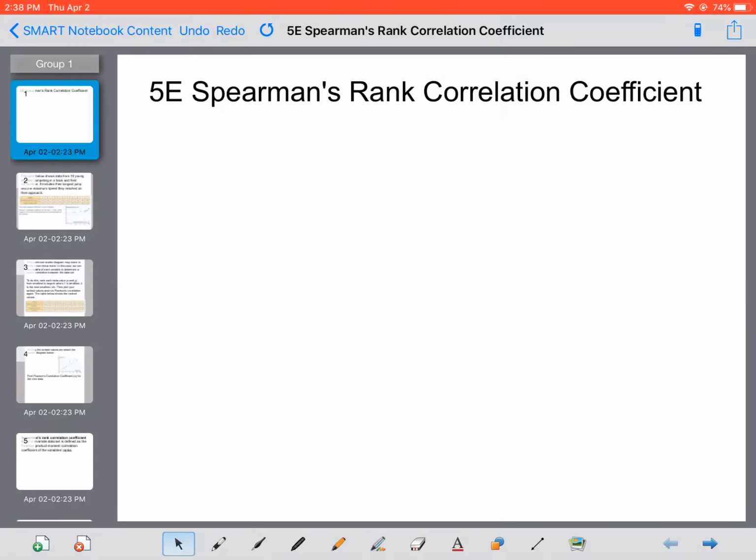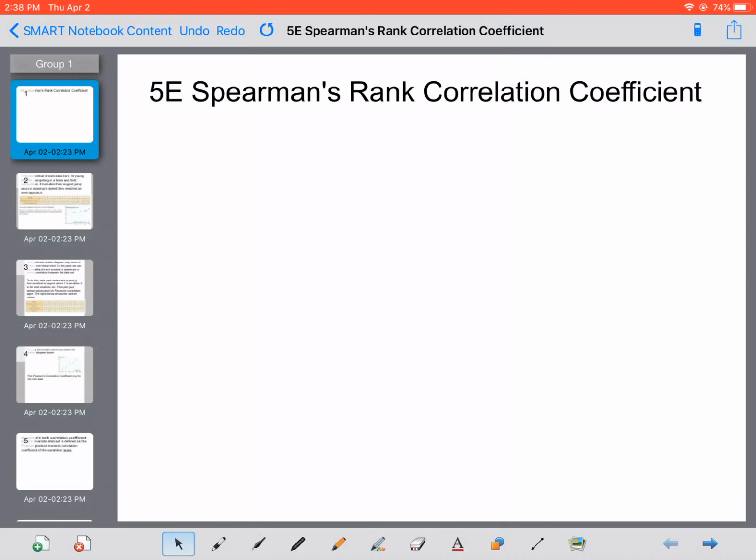Good morning. Today we're going to look at section 5E, which is Spearman's rank correlation coefficient. The purpose of Spearman's rank is when we do a scatter plot and, when we plot the points, it does not have a linear fashion. So the points aren't going in a general linear direction.